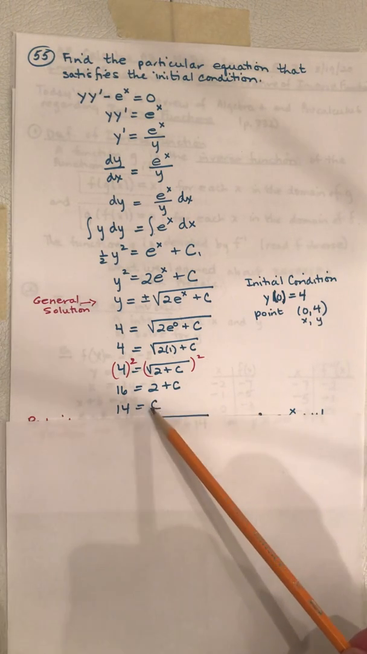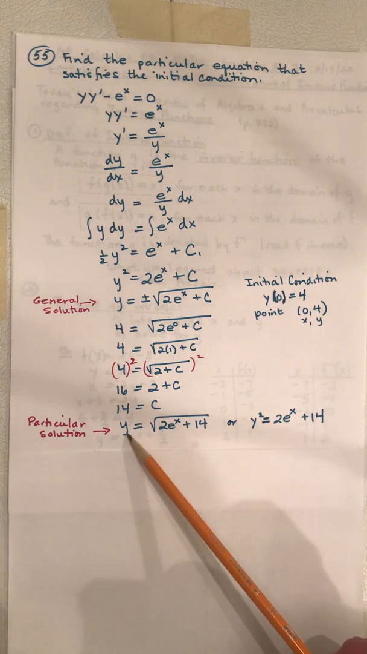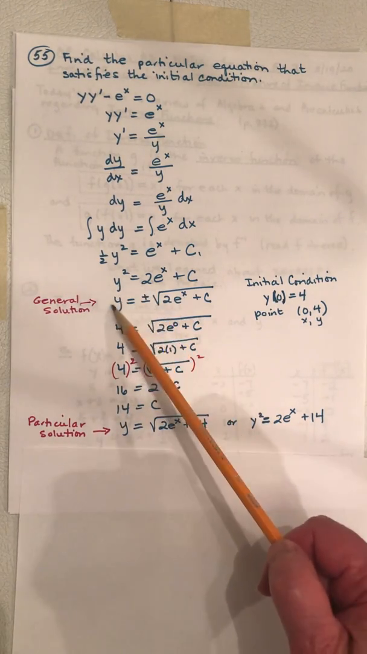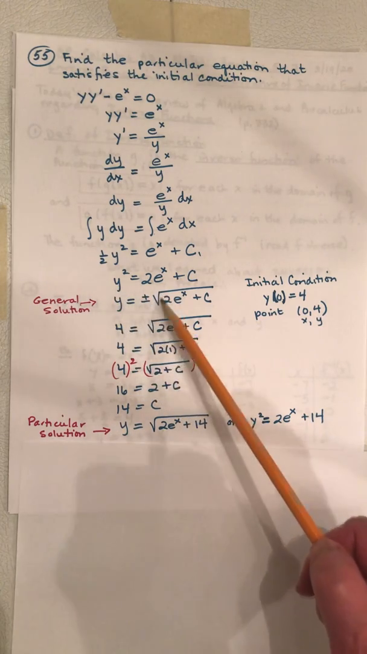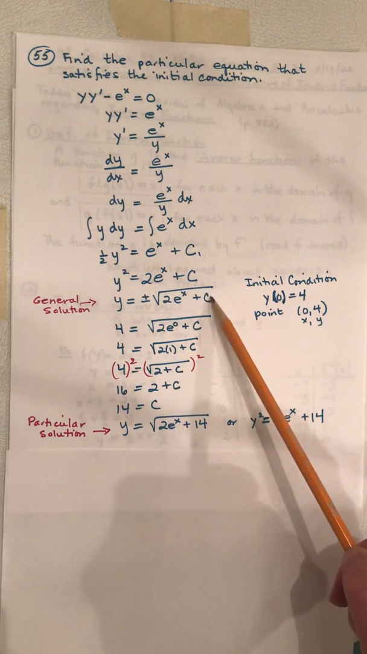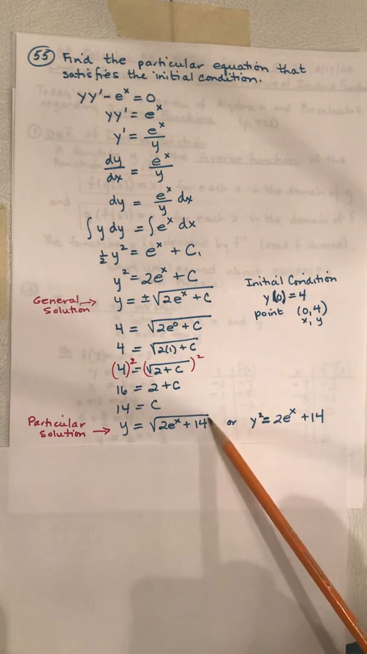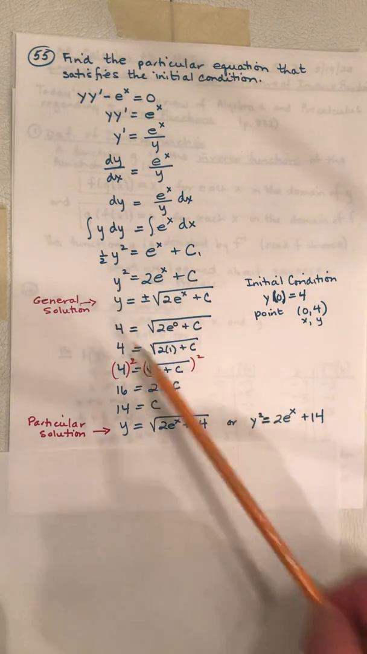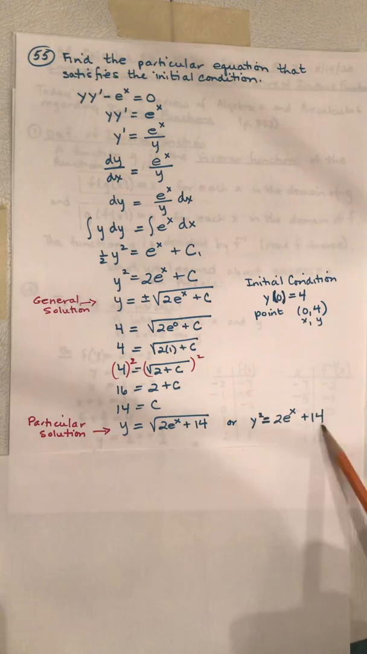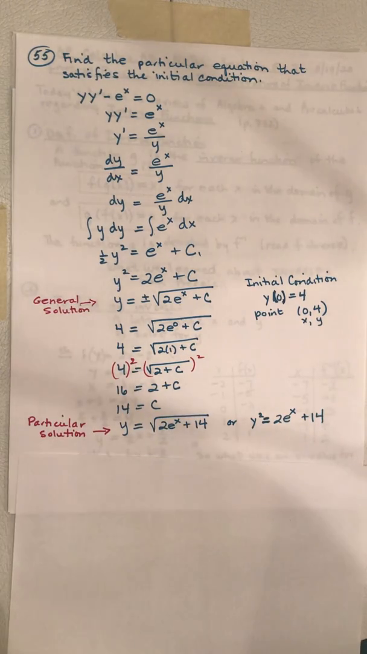All right, so now that is going to go in to, where did I isolate y? Right here, I took the positive one. So y equals the square root of 2e to the x plus c, but now my c is 14. You could have also, in this particular problem, plugged 14 in here. y squared equals 2e to the x plus 14. That would have worked as well. So we have general solution and particular solution.